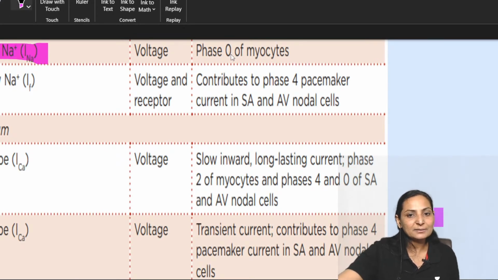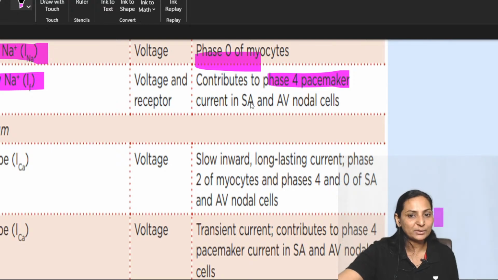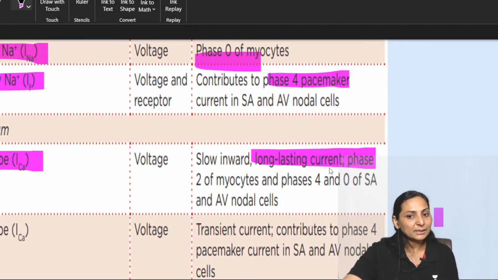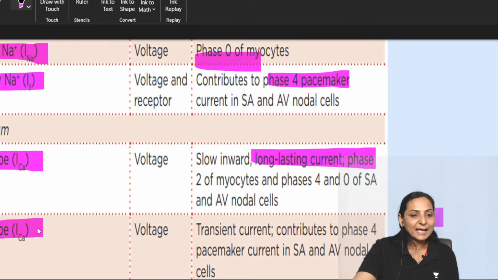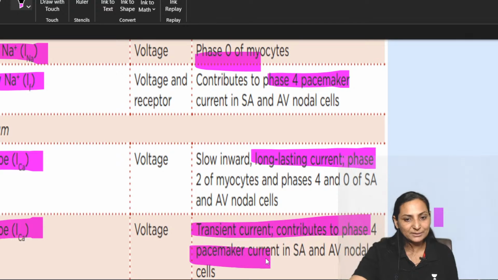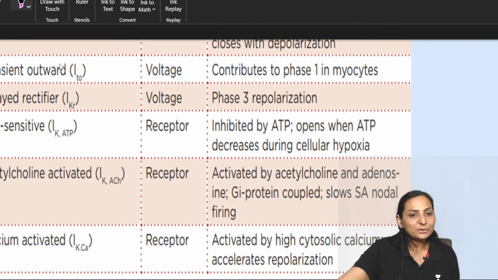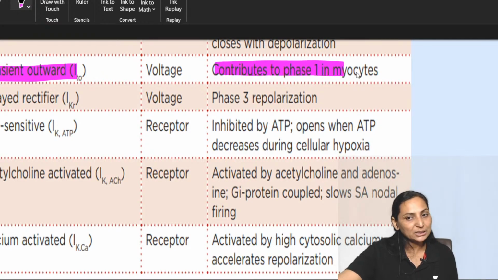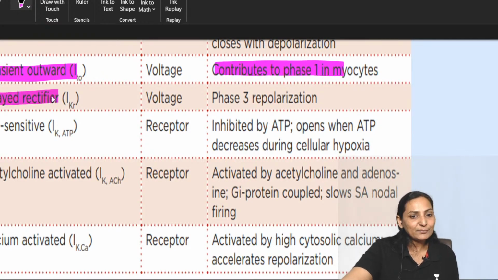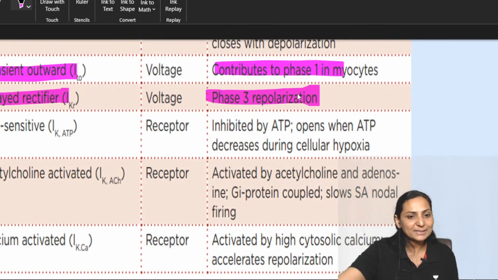So a very important table, different types of channels which you can see in the cardiac muscles. Fast sodium channels, phase 0. Slow sodium channels contributing to phase 4 of the pacemaker potential, the funny channels. L type of calcium channels for the plateau, long lasting calcium current. T type calcium channels, transient, contributing to the pacemaker potential. Potassium channels, transient, contributing to phase 1 initial repolarization. Delayed rectifier for the final repolarization.